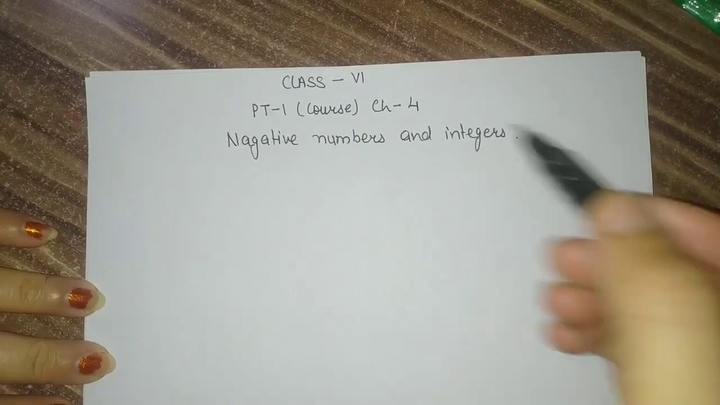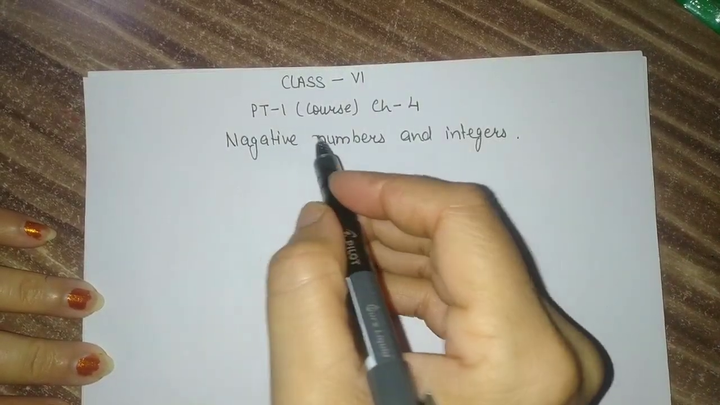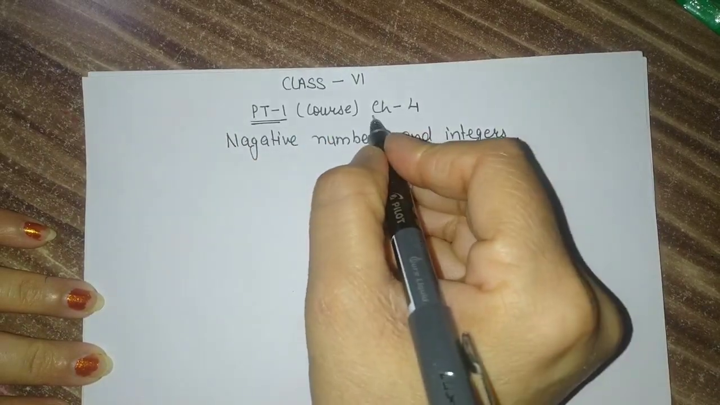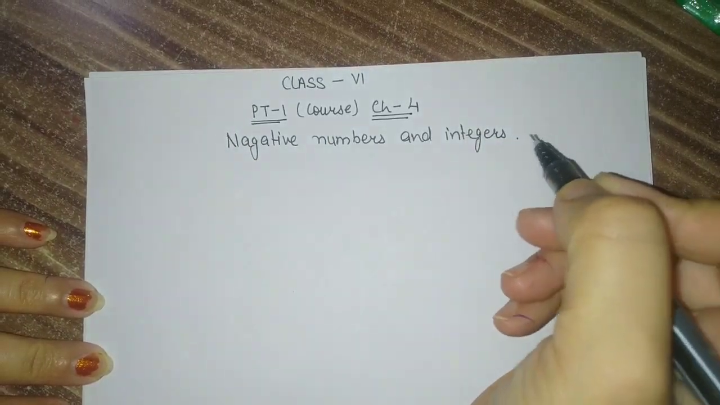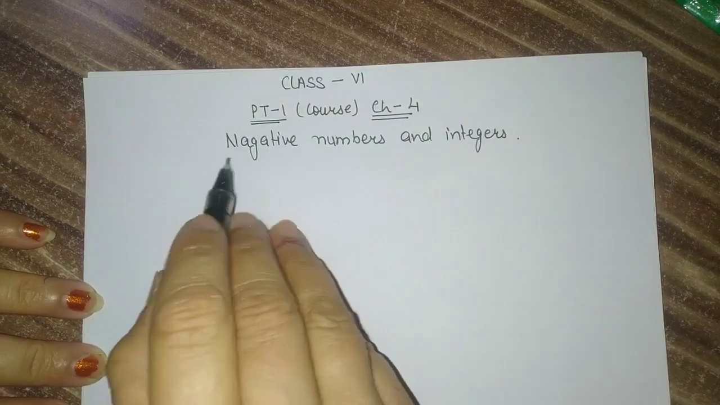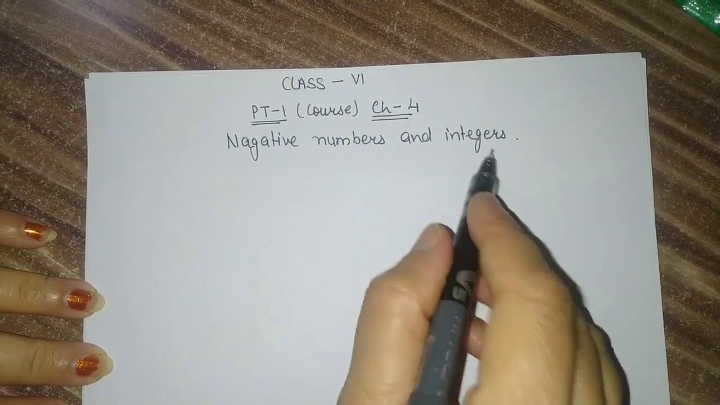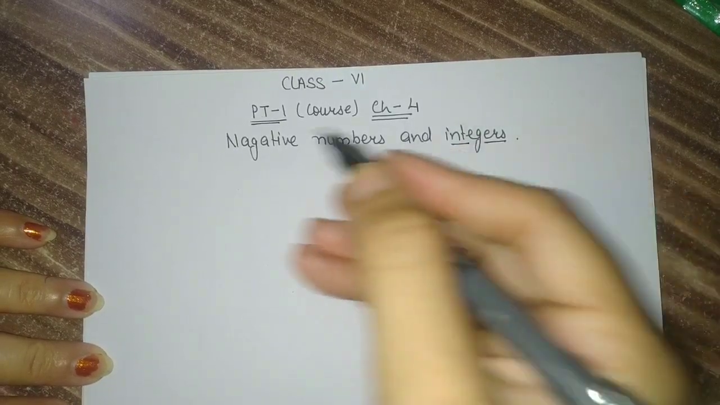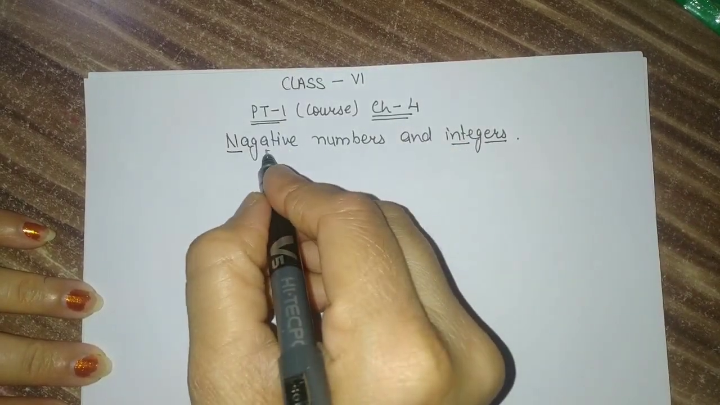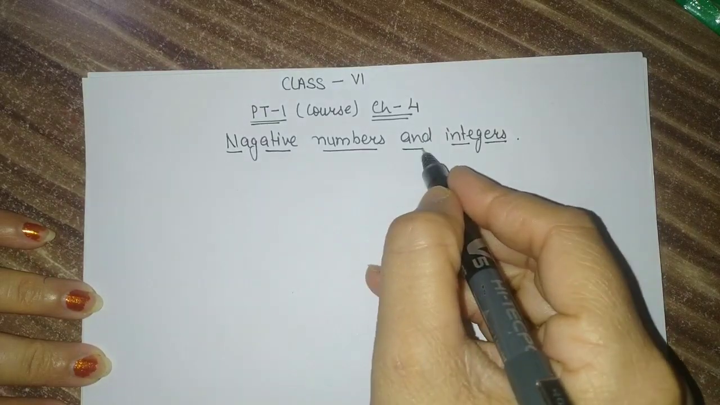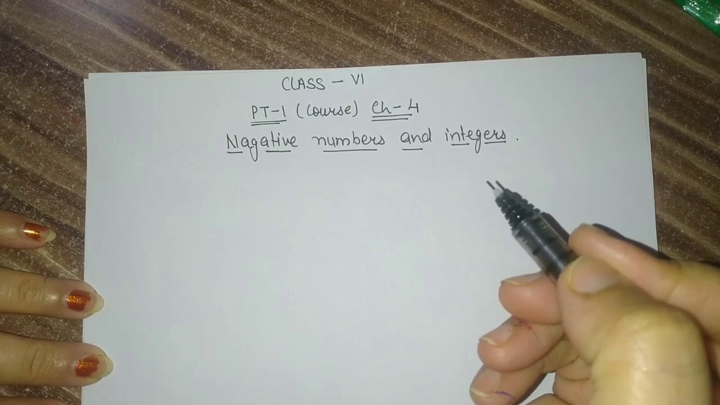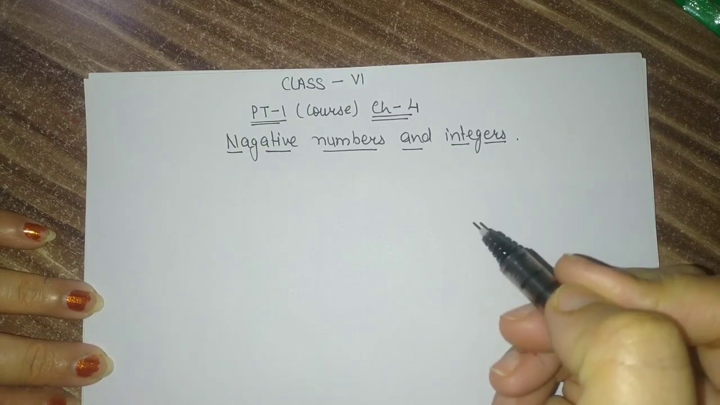Good morning, students. Today we are going to start another chapter of the PT1 course, chapter number 4. And chapter number 4 is negative numbers and integers. Students, integer is a new term for you, because before we have discussed only natural numbers and whole numbers. We don't know about negative numbers and we don't know about integers.